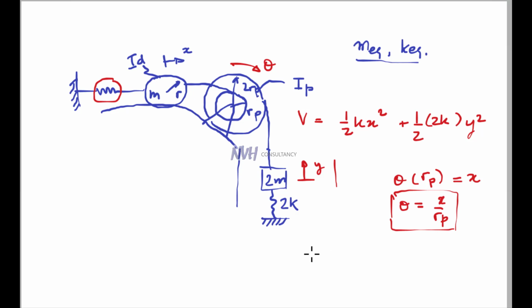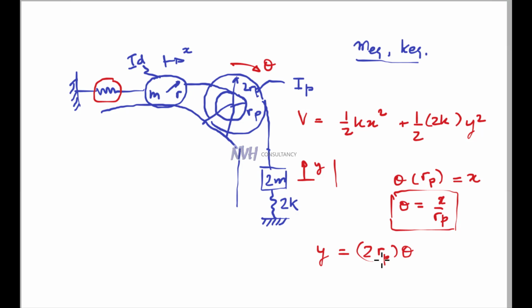You can also find y, which is downward displacement. y equals 2rp times theta. Okay, so y is the string, or the rope, which is connected to the 2rp radius pulley. So this is 2rp times theta. Now you can find y in terms of x very simply by multiplying this by 2.